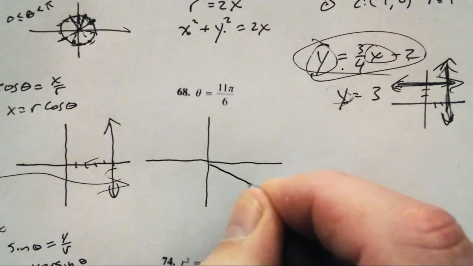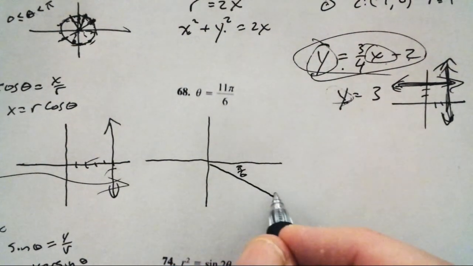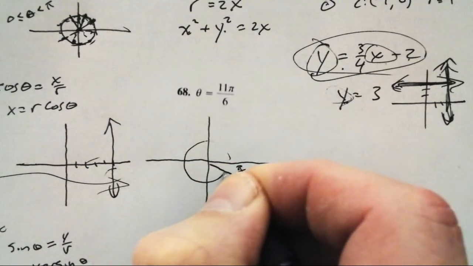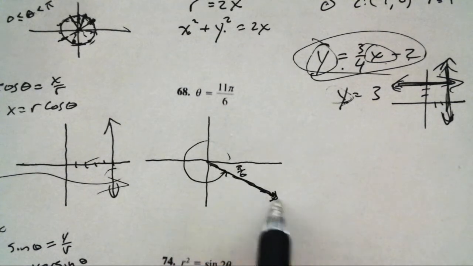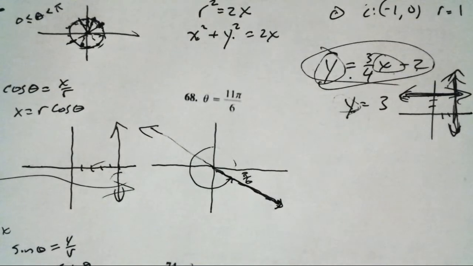11/6 pi gets us to right here. That's a 30, a pi on 6. I don't think I drew that quite to scale. So I would be spinning around this far, aiming this direction, but don't forget, I could throw the rock this direction, or I could throw it backwards. So we just need the equation of that line.